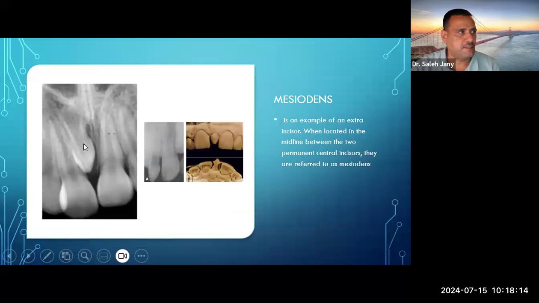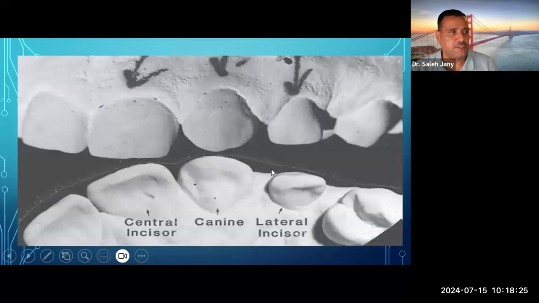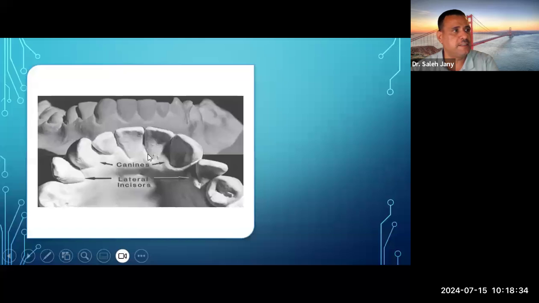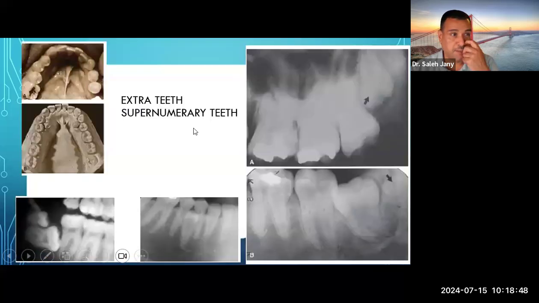And we have extra teeth. This is the mesiodens. Extra teeth usually happen in between the central incisors. Sometimes we have an extra central incisor, and sometimes the position of the teeth can change, with the canine taking the space of the lateral, or the lateral taking the space of the central. It's very rare, but sometimes it happens. Sometimes we have an extra tooth. We have an extra central incisor here. We have 5 lower incisors here. And sometimes we have an extra third molar, called a fourth molar. And we have extra premolars.